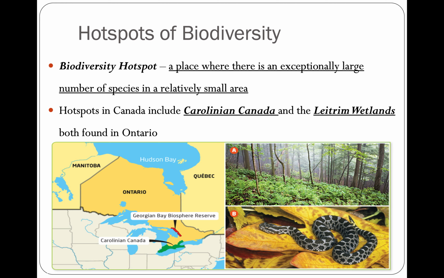Let's talk about some hotspots of biodiversity in Canada. A biodiversity hotspot is where there is an exceptionally large number of species in a relatively small area. Some of our hotspots in Ontario are Carolinian Canada and the Leitrim wetlands. We can see them down here. Carolinian Canada is down where we are, very southern Ontario. And then on the other side of Lake Huron, on Georgian Bay, there's a biosphere reserve that has lots of different organisms in it.